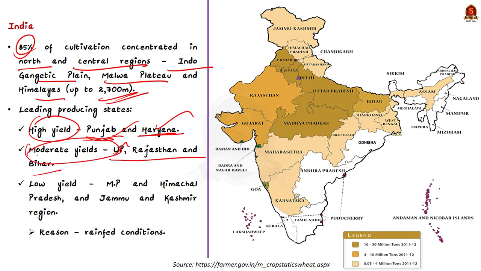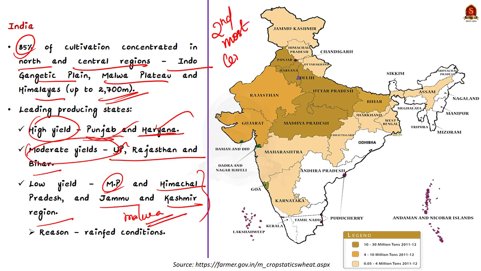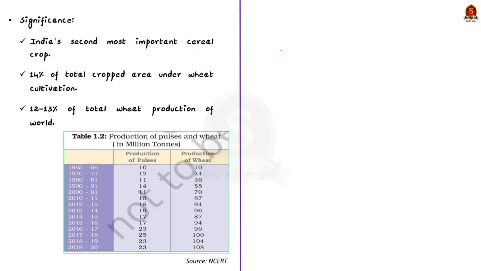Plus, wheat is grown under rain-fed conditions in the Himalayan highlands and parts of the Malwa Plateau. So, they have low yield here. And this includes states like Madhya Pradesh, Himachal Pradesh and the Jammu Kashmir region. Now, you should know that wheat is important for India. And why is that? See, it is because wheat is India's second most important cereal crop after rice, and about 14% of the total cropped area of India is under wheat cultivation. And India accounts for about 12 to 13% of the total wheat production of the world. And for these reasons, wheat is important for India.